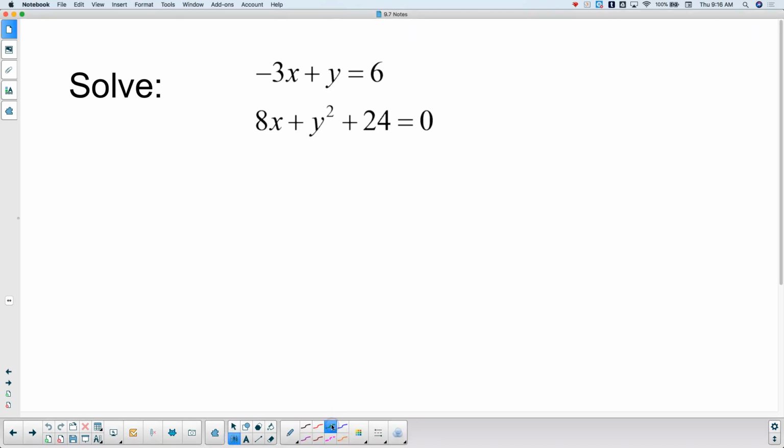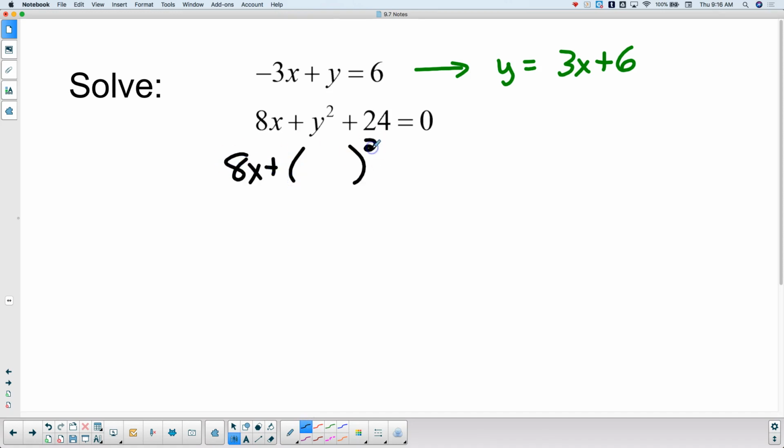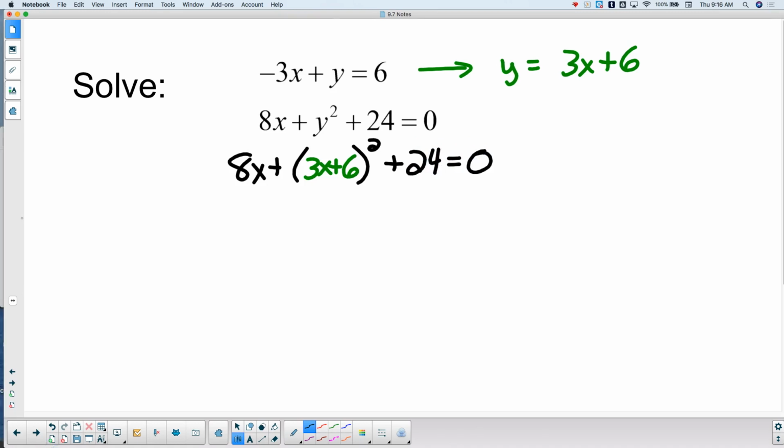And how I'm going to do that is I'm going to take this top one up here and say that y is equal to 3x plus 6. With me? Then I'm going to take that and put it into 8x plus y squared, but y is 3x plus 6, plus 24 equals 0. With me?